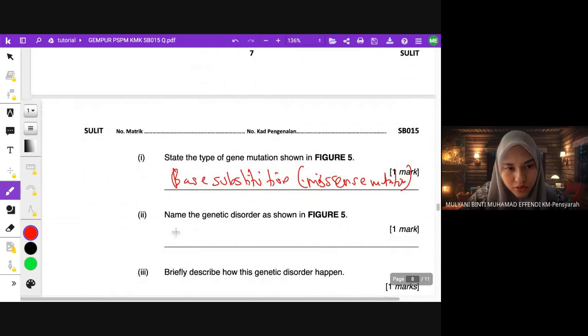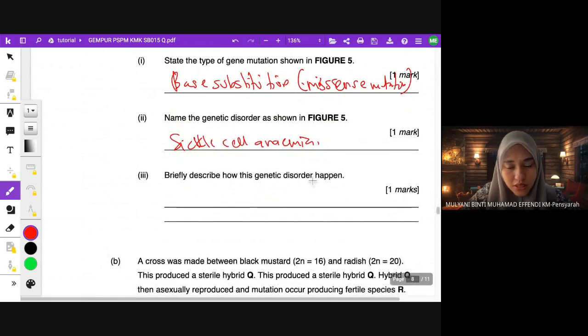So name the genetic disorder. Ni barulah sickle cell anemia. Okay. So briefly describe how this genetic disorder happen. Okay. So ingat kalau pasal sickle cell ni, kamu kena cerita pasal dalam DNA apa berlaku, dalam mRNA apa yang berubah, okay, codon apa yang berubah, lepas tu amino acid tu pun apa yang akan berubah.